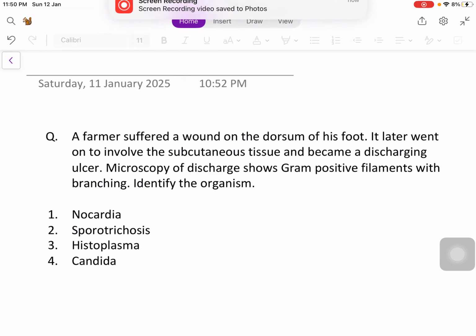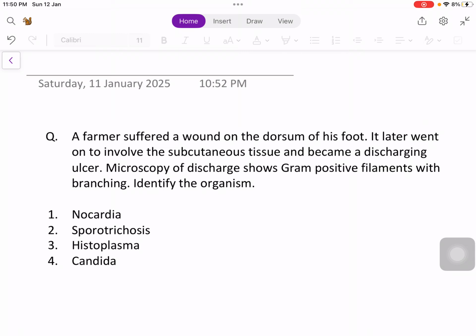Hello guys. So the question for today is, a farmer suffered a wound on the dorsum of his foot. It later went on to involve the subcutaneous tissue and became a discharging ulcer. Microscopy of the discharge shows gram-positive filaments with branching. Identify the organism. So first we'll try to make the diagnosis.